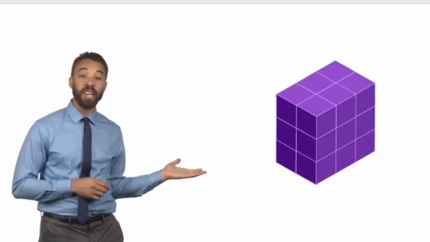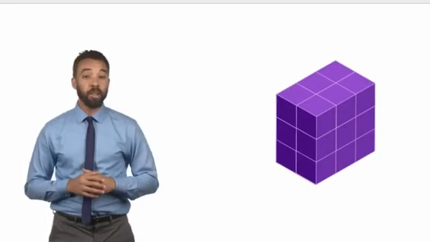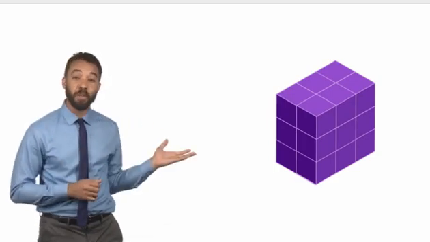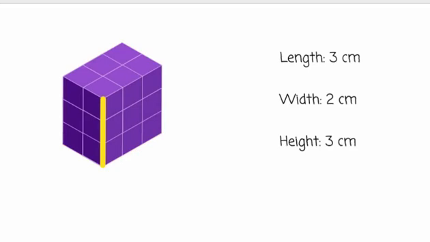Let's use this strategy to find the volume of this rectangular prism. This rectangular prism is built from centimeter cubes. What are the dimensions of this prism? This prism has a length of 3 centimeters, a width of 2 centimeters, and a height of 3 centimeters. You could have named the length, width, and height in a different order, depending on how you look at the prism. We could multiply the dimensions to find the volume of this prism. Go ahead and solve.